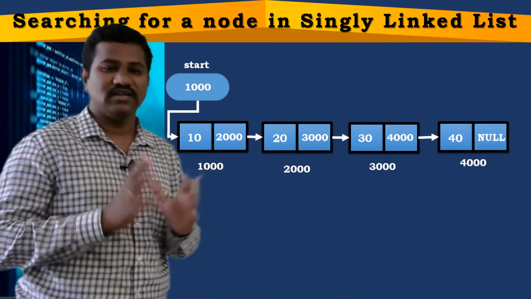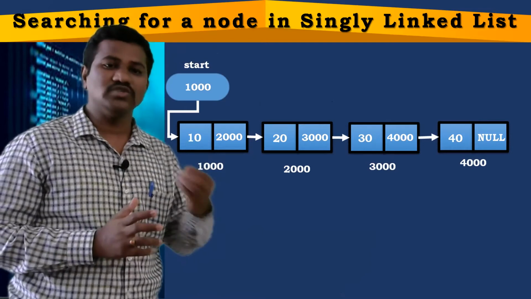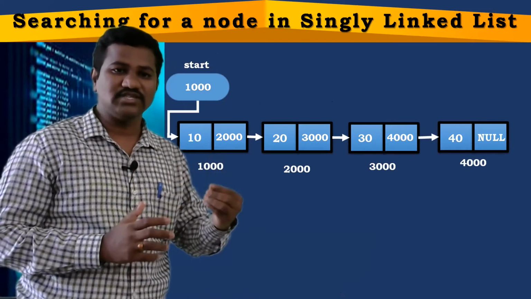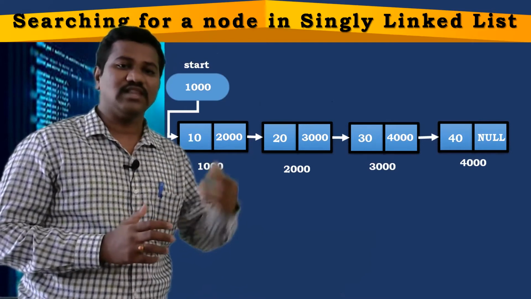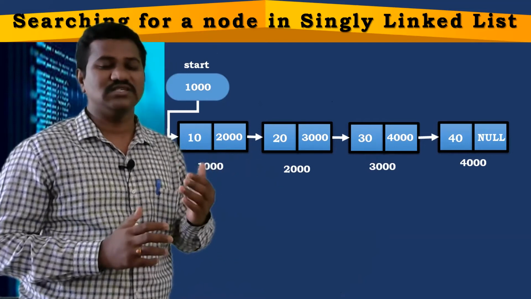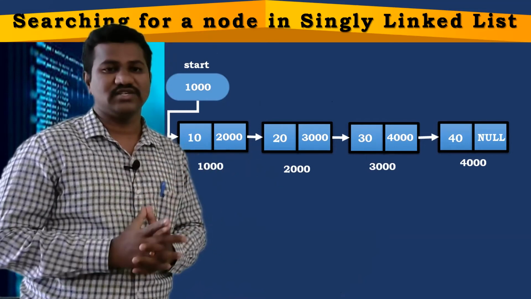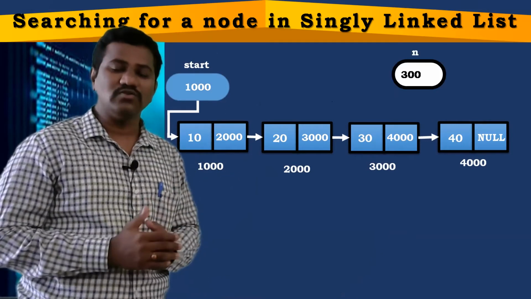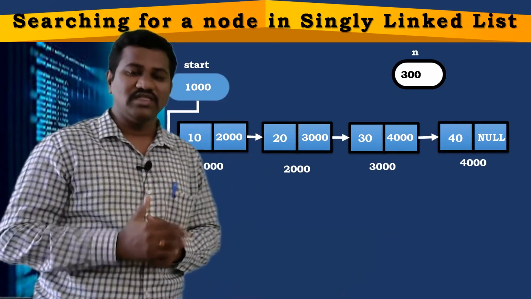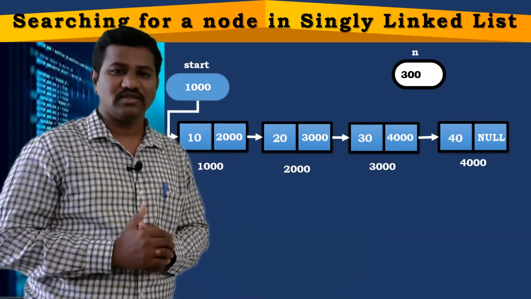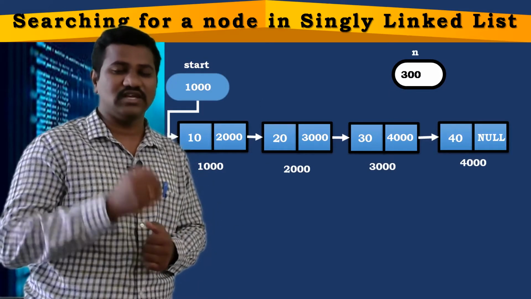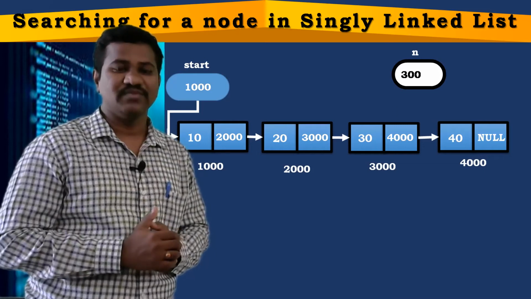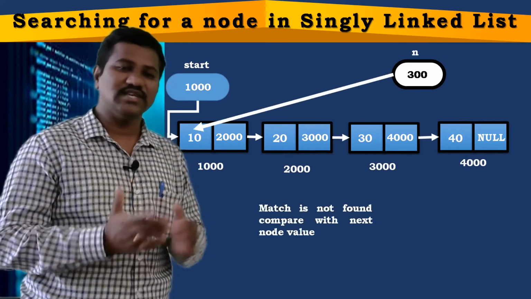That is one case where the user wants to search whether 30 exists in the list or not, and the user finds that 30 exists and gets a message saying so. Suppose next time the user wants to search for 300. Does 300 exist in the list or not? That is how the user wants to search. So we'll be using the same logic.